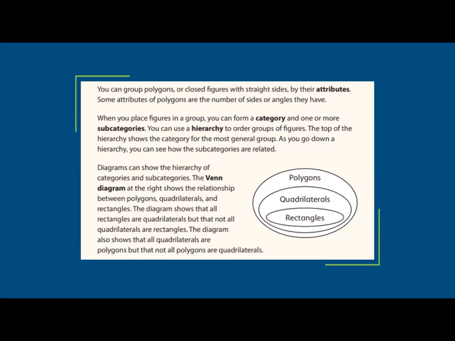The diagram shows that all rectangles are quadrilaterals, but that not all quadrilaterals are rectangles. The diagram also shows that all quadrilaterals are polygons, but that not all polygons are quadrilaterals. Because the rectangle oval is totally inside the quadrilateral oval, we know that all rectangles are quadrilaterals. But it doesn't work the other way around. Same thing here: all quadrilaterals are polygons because the quadrilateral oval is totally inside the polygon oval.